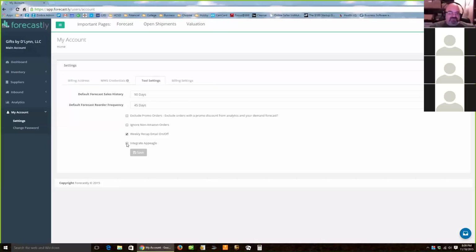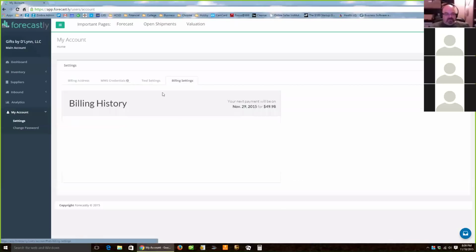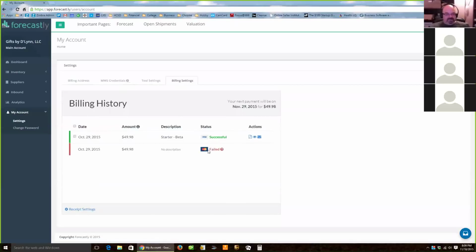This feature is not integrated or developed yet. They're not sure if they're going to do it, but they were looking to integrate with AppEagle via API to pull in cost information and stats from there. And then just the plan basically. They're currently in beta. It's $49.98 for their starter plan, which I think is up to a couple thousand units, somewhere around there. Once they come out of beta, I'm sure that price is going to go up, but it's currently where they're at.